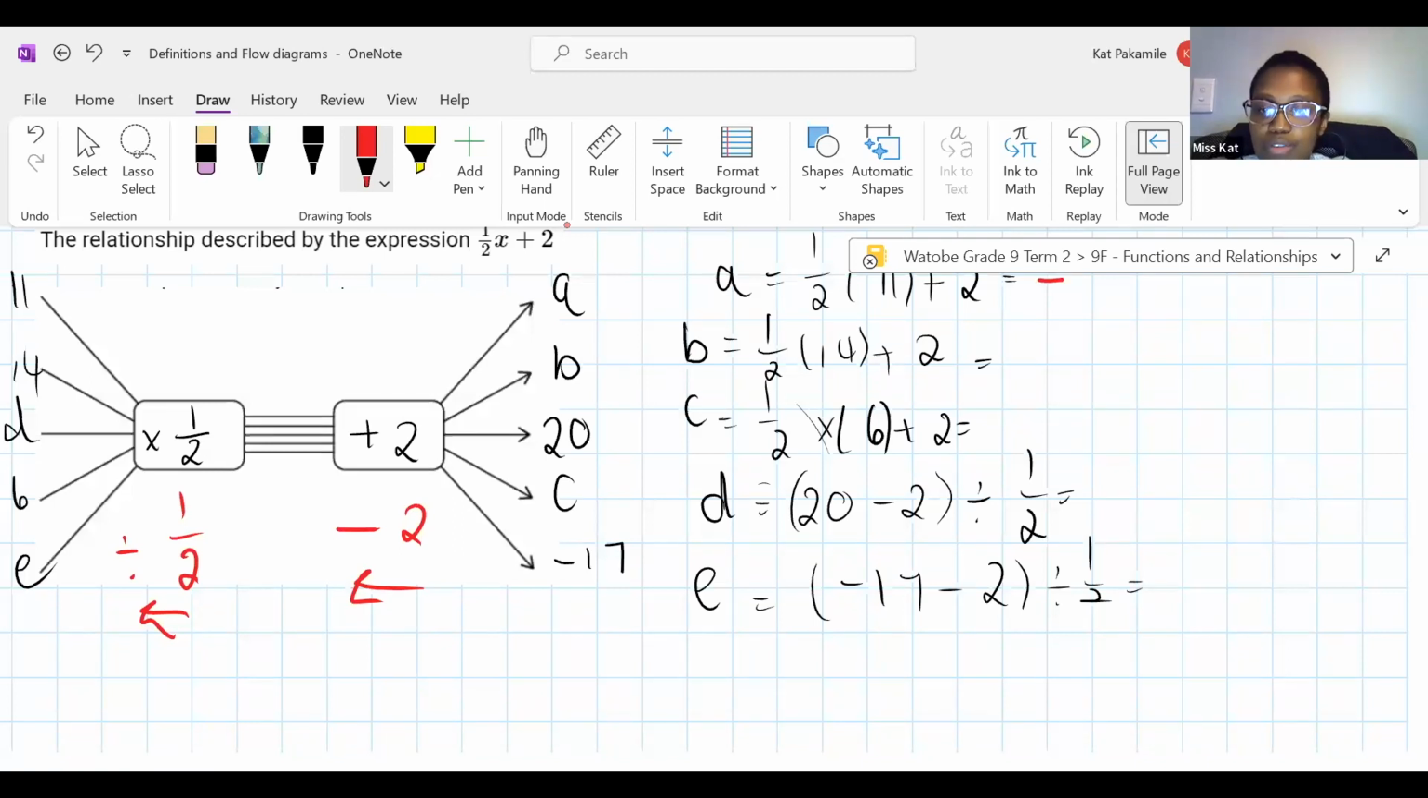So everyone say the first one is 7,5. Indeed, it is 7,5 because a half of 11 is 5,5 plus 2 is 7,5. And then we have a half of 14, which is 7 plus 2, which is 9. A half of 6 is 3 plus 2 is 5. And now we're doing that inverse thing, right, guys? 20 minus 2 is 18. And then if you divide it by a half, dividing by a half is the same as timesing by 2. So this will be 36. Here again, -17 minus 2 is going to give you -19. And if you divide by 0,5, that is -38.